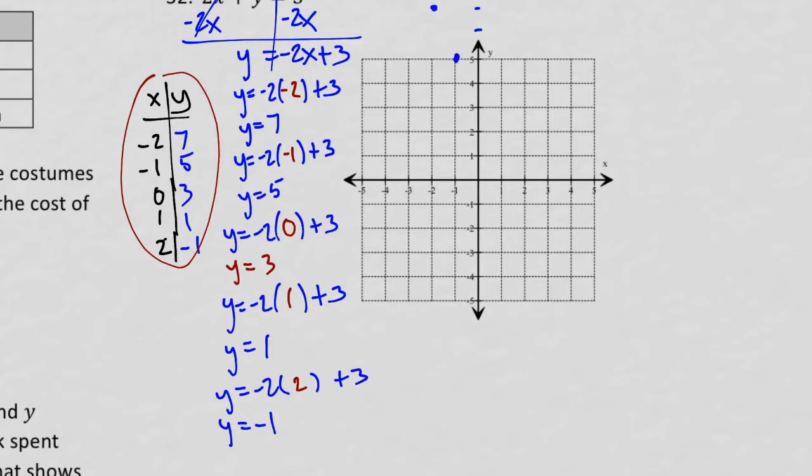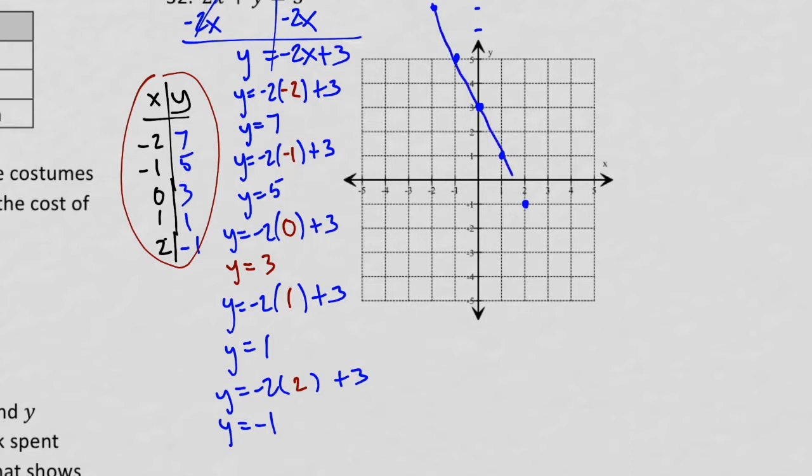Right there. 0, 3. Stay on the center. Do not go left or right, but go up 3. 1, 1. Right 1, up 1. 2, negative 1. Right 2, down 1. And then you connect them.